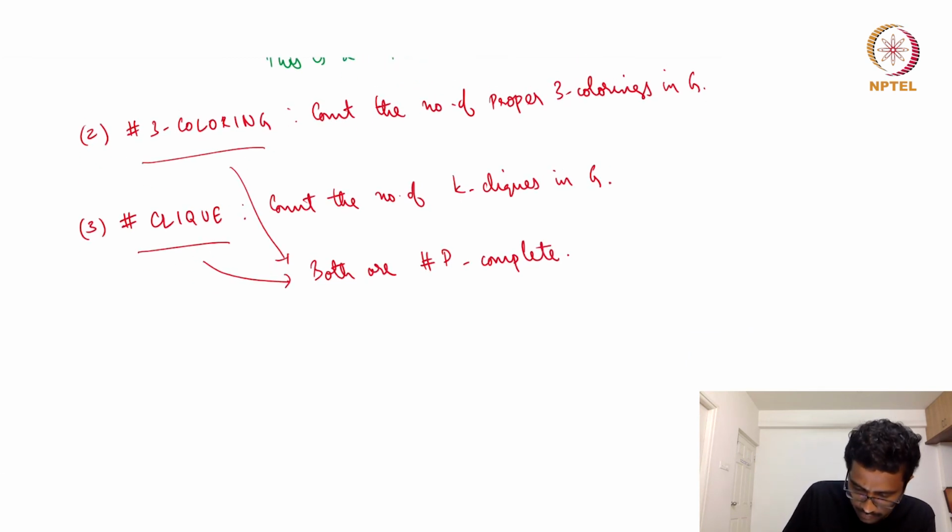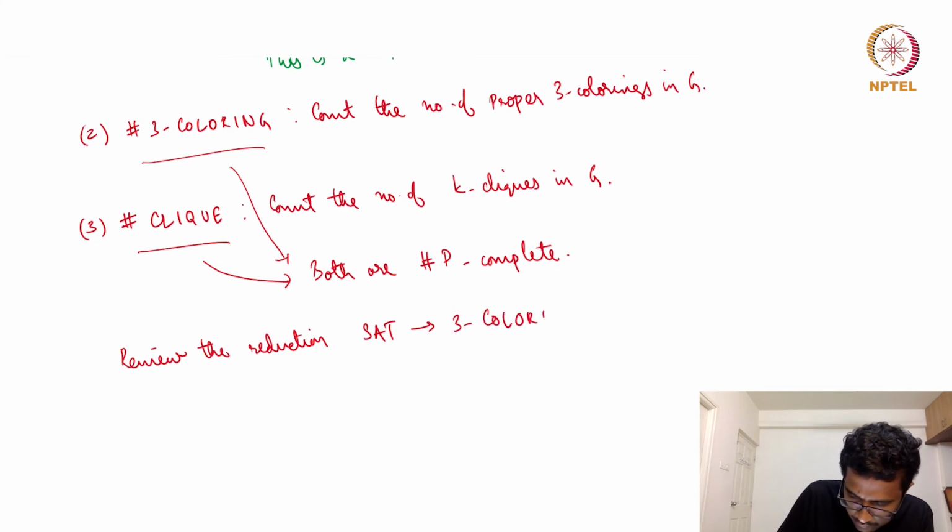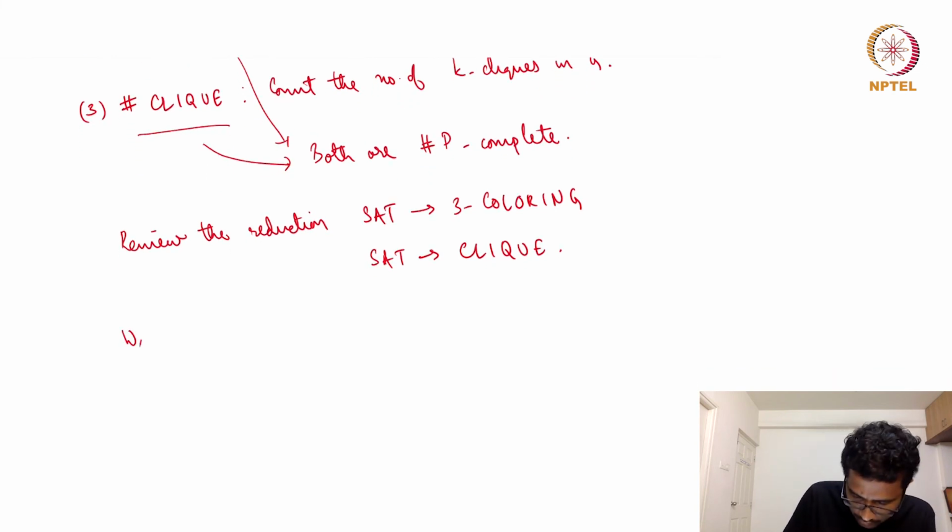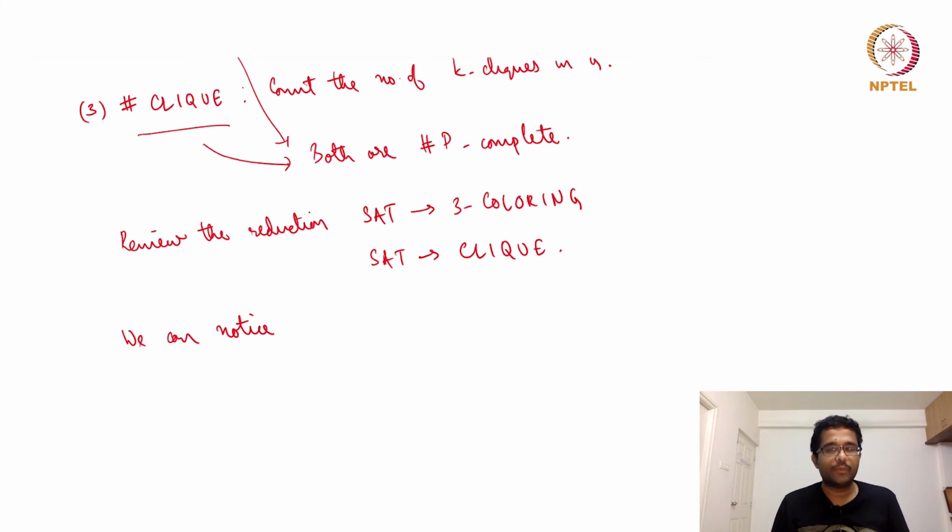The easiest way to see that is by reviewing the reduction from SAT to 3-coloring and SAT to clique, and we will notice that the number of satisfying assignments of a given Boolean formula and the number of 3-colorings are either the same, or you can estimate one from the other. I think it is actually exactly the same in both these cases.